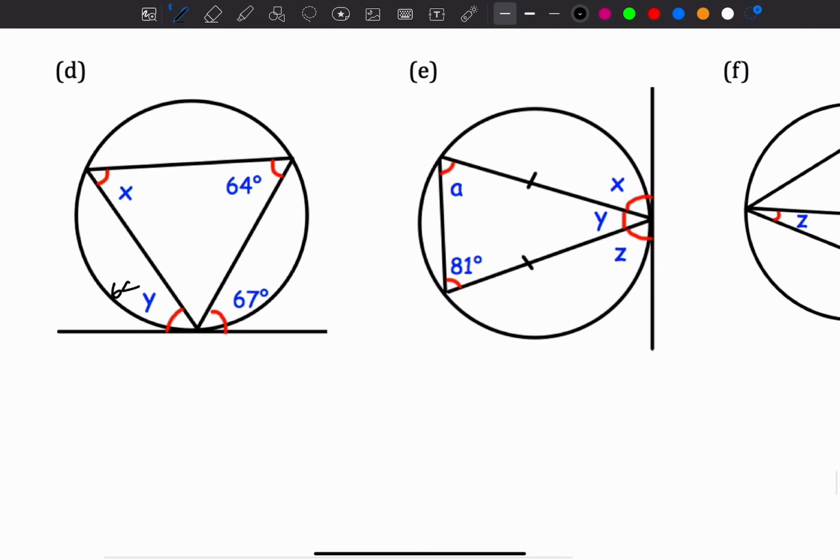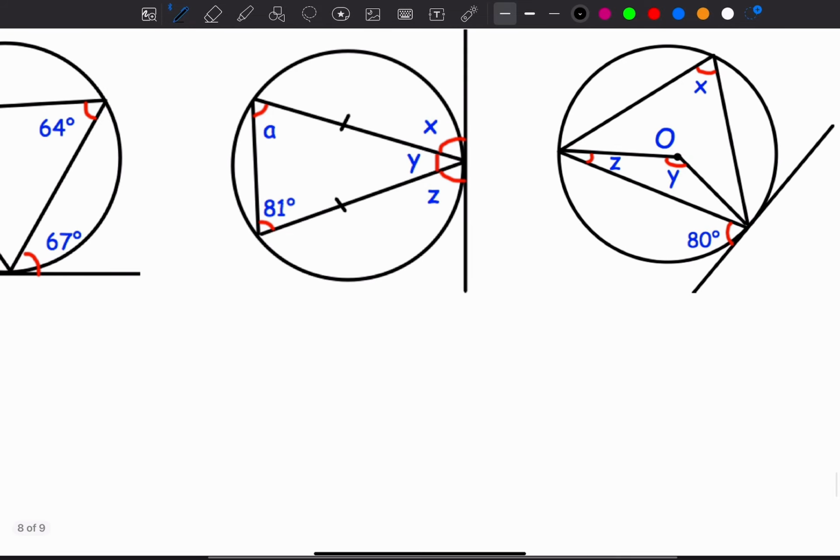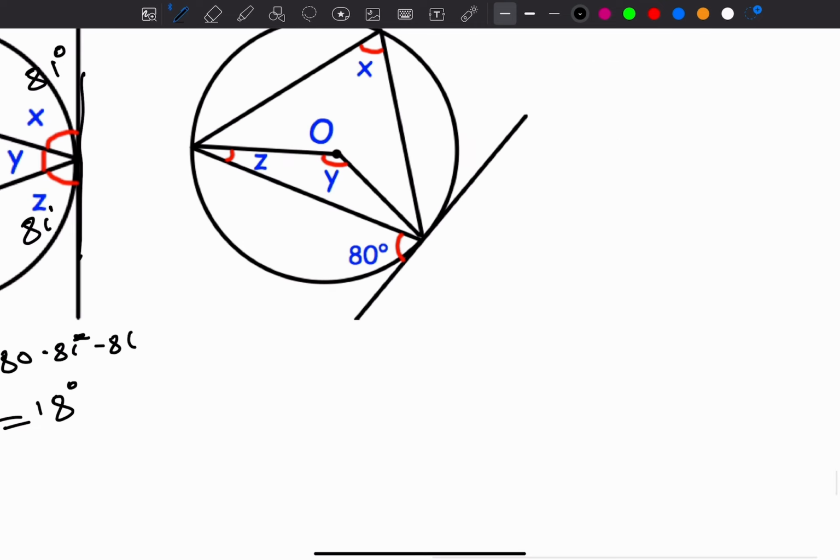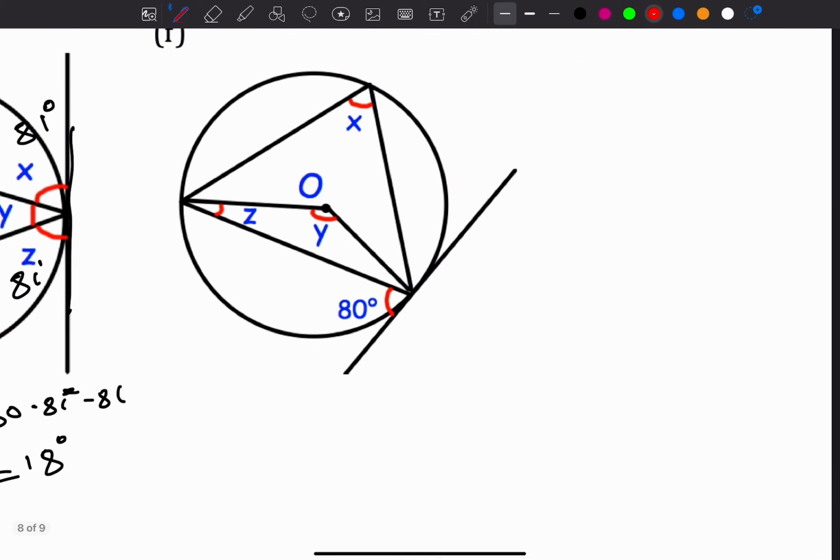That's 64, that's 67. Okay, same thing applies. If this is 81, this is 81, because angle in the alternate segments are equal. This is an isosceles triangle, so these two angles are the same, so that and that is the same, so that's 81. If that's 81, that's also 81. You can do the straight line or the triangle, so 180 minus 81 minus 81, which is 162, 18 degrees.